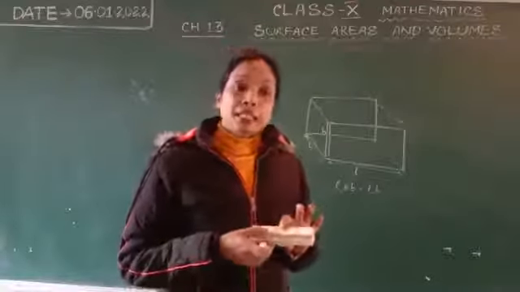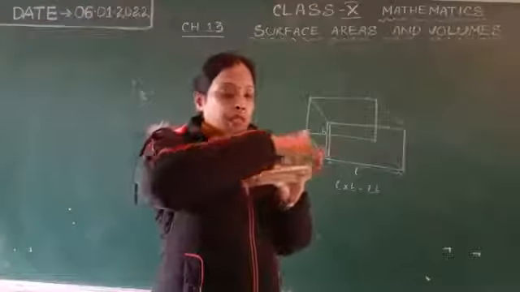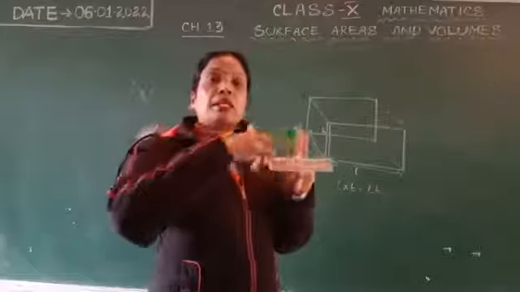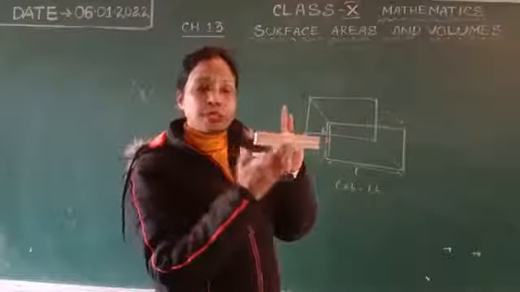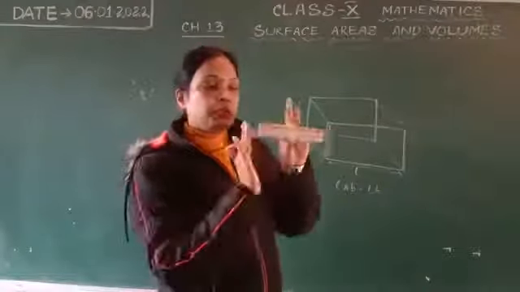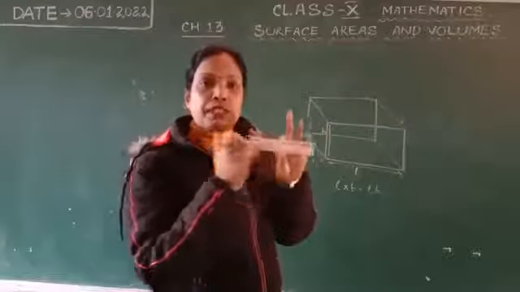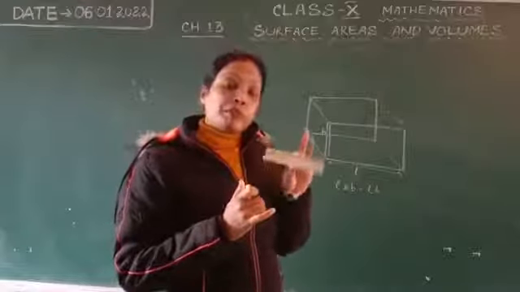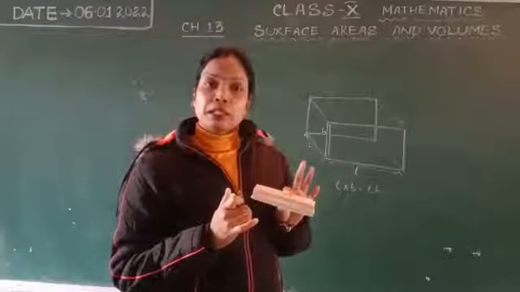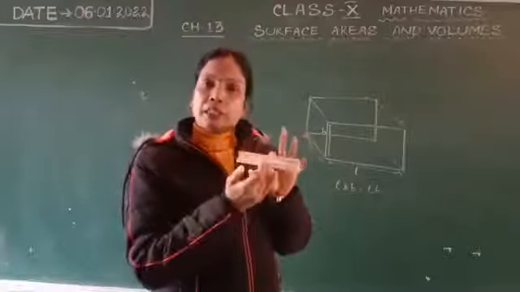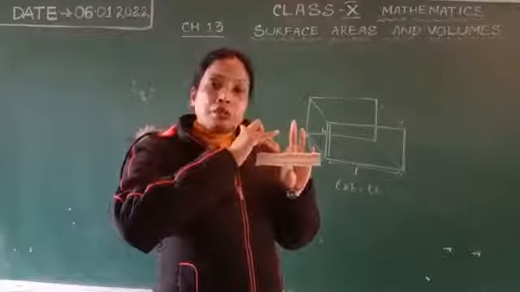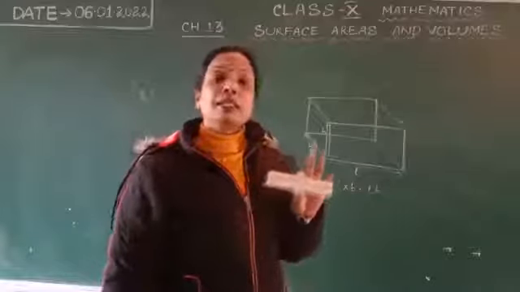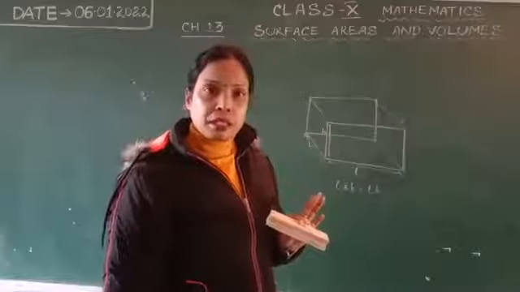So what is lateral surface area? These faces are called the lateral surface, the side faces. Here 1, 2, 3 and 4. These are called the lateral surface area. But when the question asks for the total surface area, the lateral surface area plus the top face area and the bottom, meaning all the 6 faces' areas, is called the total surface area.